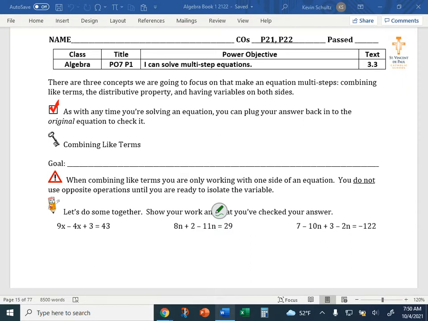That's how you know it's going to be a good one. There's always a Part 1. You know there's a Part 2, so it's going to be glorious. Solving multi-step equations.